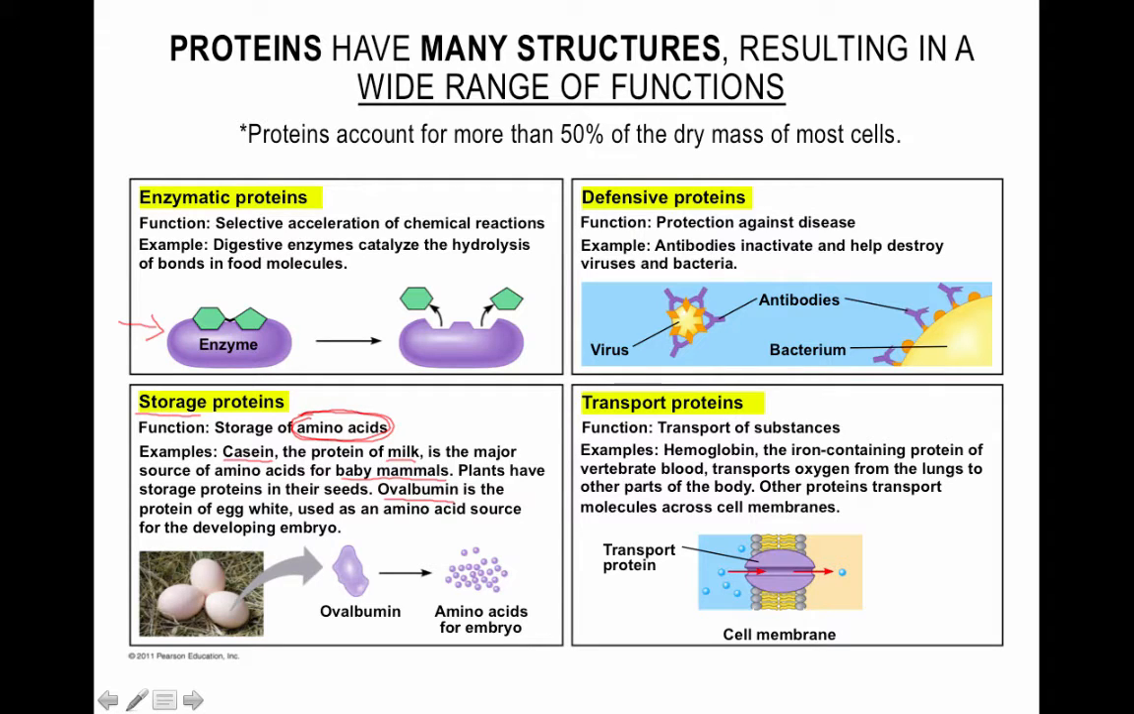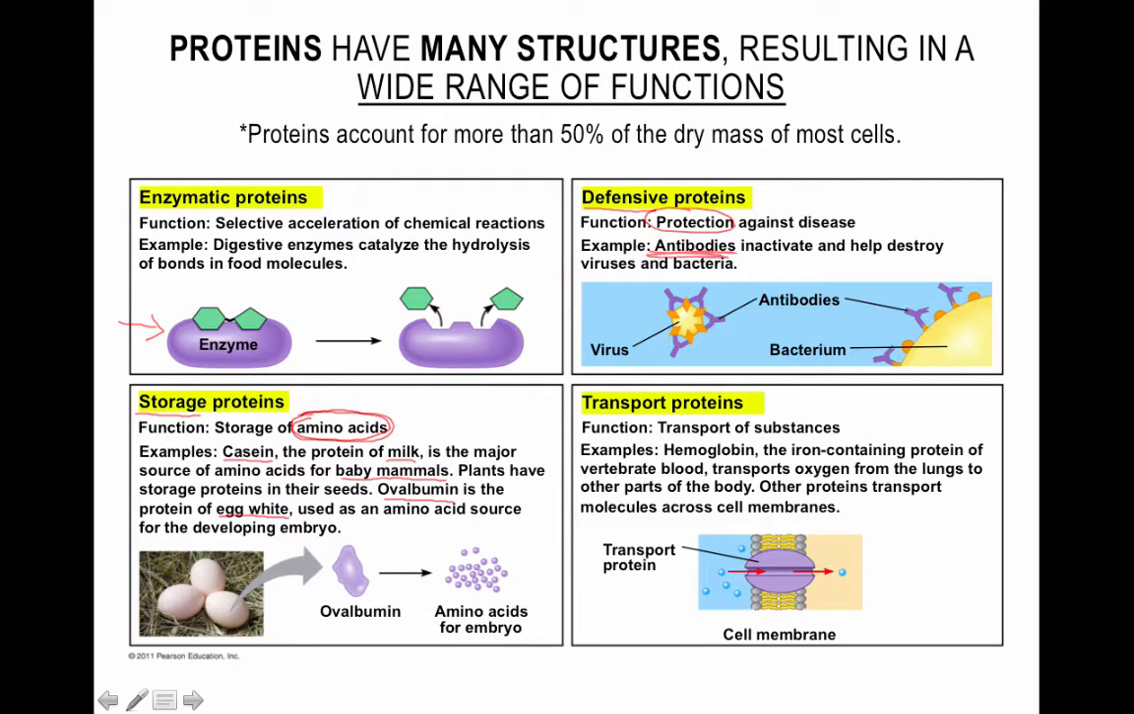Ovalbumin is a protein found in egg white. This is important to nourish a developing embryo. Developing embryos are going to require many amino acids in order to build new cells. Other proteins are defensive. They protect us against microorganisms that might cause disease.